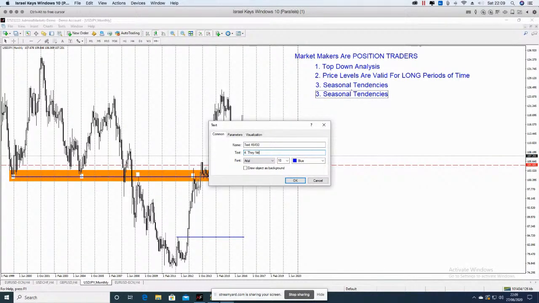They need, want, huge pip moves or huge pip objectives.